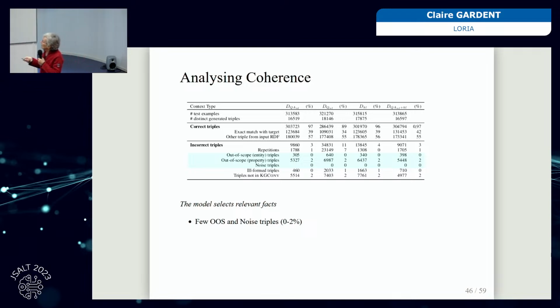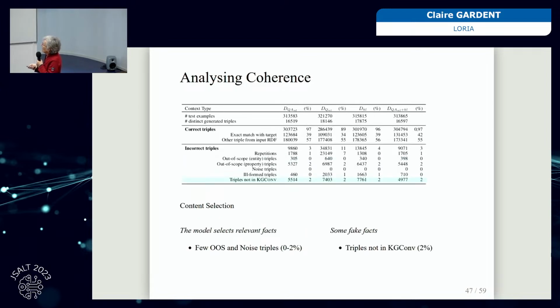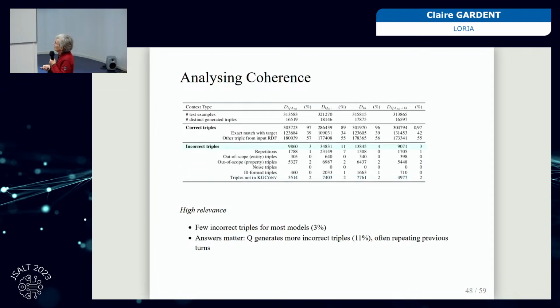The part highlighted in blue indicates how many of the predicted triples are actually those distractors. We see that very few distractors are selected, between 0 and 2%, depending on the type of dialogue context we train on. We do have some fake facts. We sometimes generate facts that are actually not in the knowledge base. That's about 2%. So here we can see that the model generates things, hallucination basically.